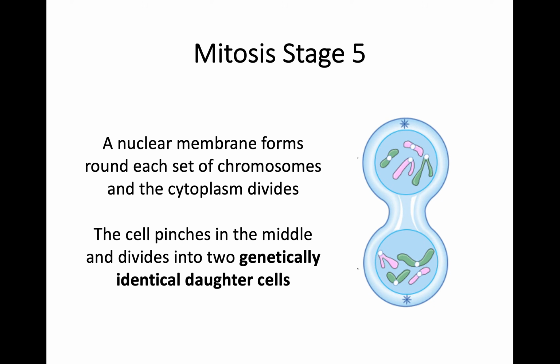Finally, a nuclear membrane will now form around each set of chromosomes at the top and at the bottom of the cell at the opposite poles. The cell then pinches in the middle, and it's divided into those two genetically identical daughter cells. So for one mother cell, we now have two genetically identical daughter cells, which has maintained the chromosome complement.